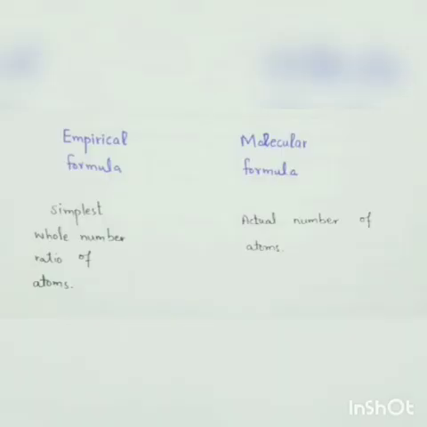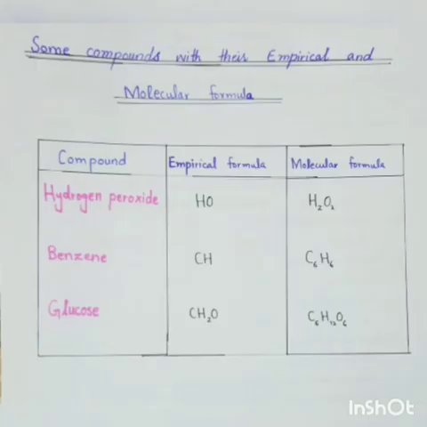So we can say that empirical formula is the simplest whole number ratio of atoms present in a compound, while molecular formula shows actual number of atoms present in a compound. Here are some compounds with their empirical and molecular formula given. First one is hydrogen peroxide. Its molecular formula is H2O2. So its ratio will be 2:2, and when it is simplified, its ratio will become 1:1. It means one hydrogen atom and one oxygen atom. So its empirical formula with ratio 1:1 will become HO.